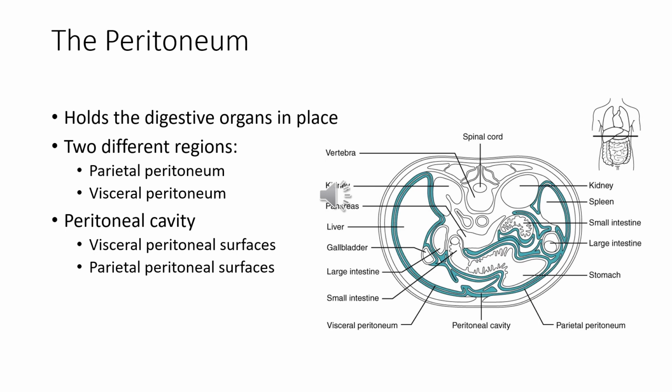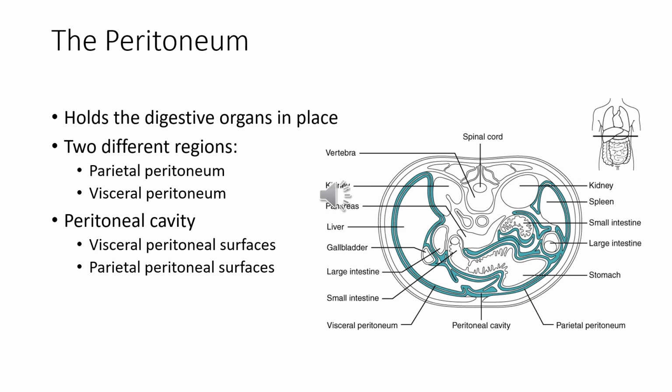We see here in the figure the digestive organs are held in the abdominal cavity by the peritoneum, which is a broad serous membrane sac made up of squamous epithelial tissue surrounded by a connective tissue. It is composed of two different regions, the parietal peritoneum, which lines the abdominal wall, and the visceral peritoneum, which envelopes the abdominal organs. The peritoneal cavity is a space bound by the visceral and the parietal peritoneal surfaces.